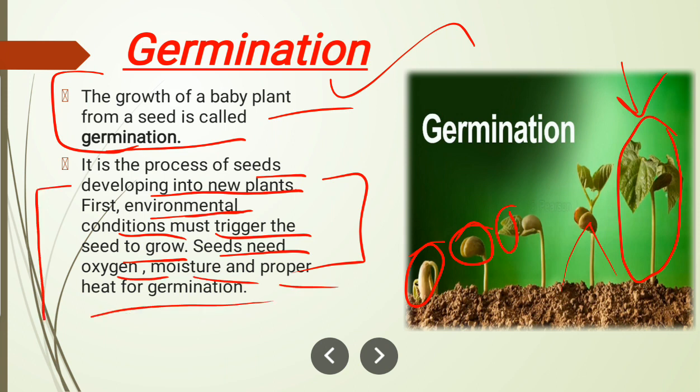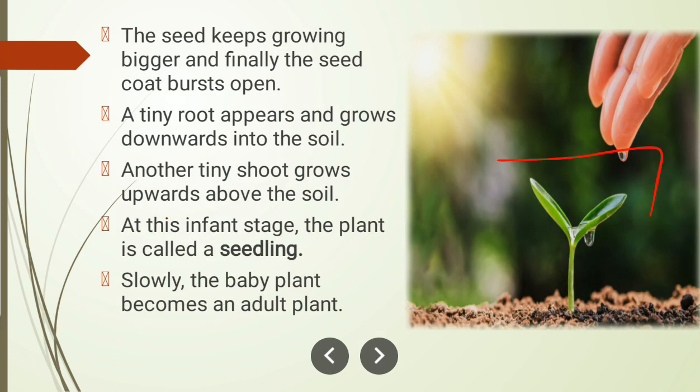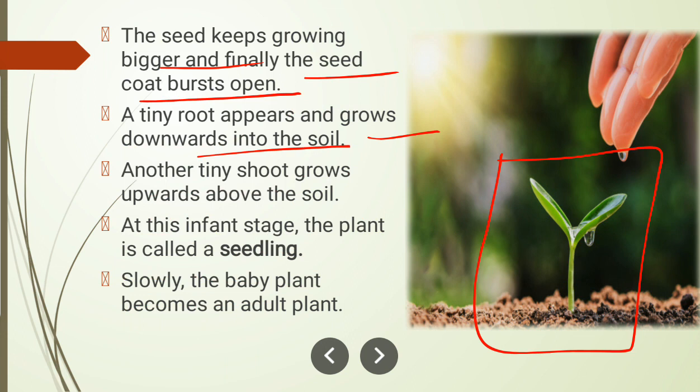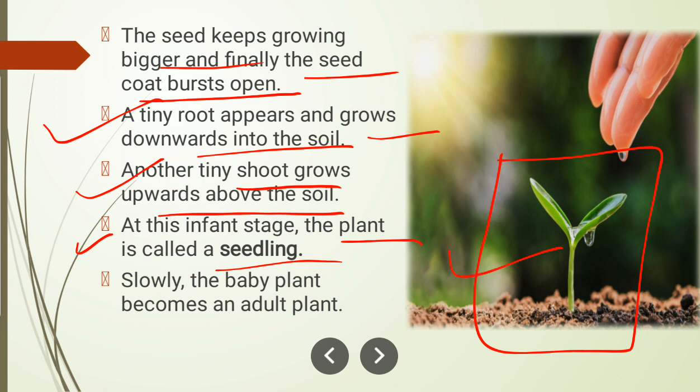Once the seed gets all these things, what will happen? The seed will start germinating and finally will reach the stage of a sapling. The seed keeps growing bigger and finally the seed coat bursts open, right? The tiny root appears and grows downwards. This is the first thing which happens to the seed. Another is the tiny shoot that grows upward and becomes a plant. At this infant stage, the plant is called a seedling. This is your seedling. The small baby plant is known as a seedling. Slowly the baby plant becomes an adult plant.